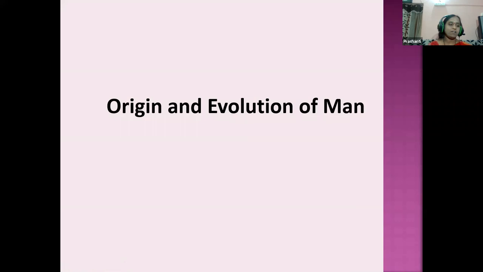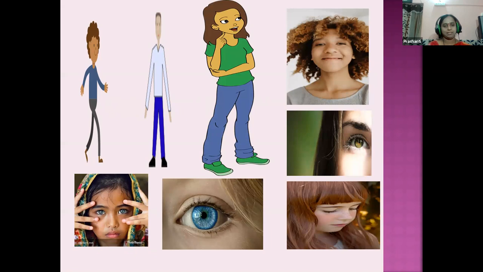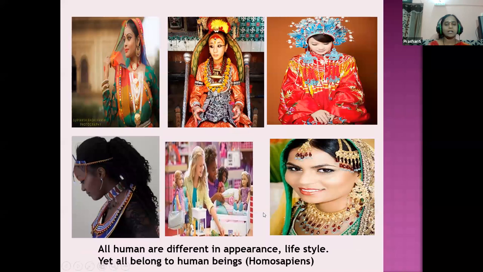All are human beings, but all are different. Just see, children, the hair: curly hair, straight hair; blue eyes, green eyes, brown eyes. And here, people of different nations. Yes, all are different in appearance and also lifestyle, yet all belong to human beings, that is the genus Homo. So whatever they are, wherever they are, we are all human and we belong to the genus Homo. Then how did we originate? How were we before? Everyone will be anxious to know. So let's study the evolution of man.